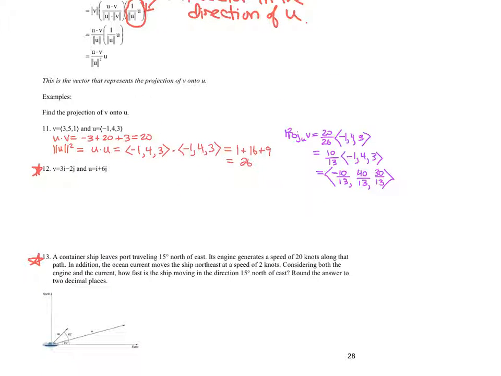Or 1 multiplied by the component is what I mean to say. All right, numbers 12 and 13. Well, 12 is along the same lines as 11, except it's in 2 space, so it should be easier to do. Number 13 looks like it would be a lot harder, but it's actually not that bad. It's just, you throw words into a problem and people start freaking out.